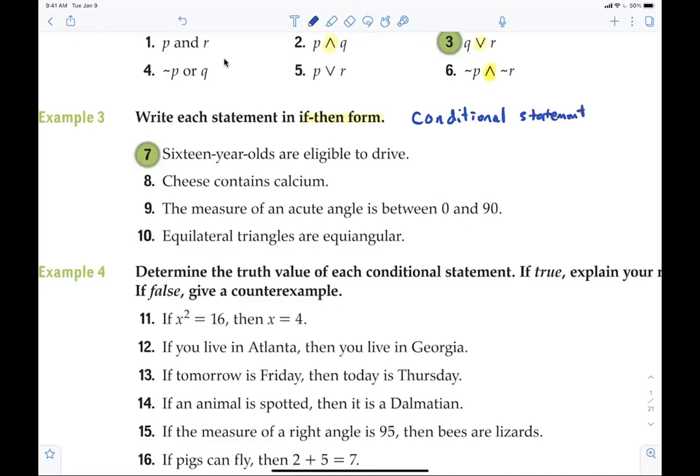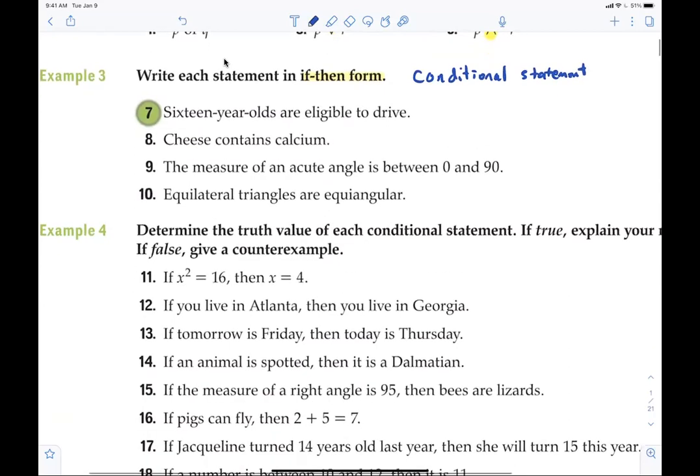All right, write each statement in an if-then form. If someone's 16 years old, they're eligible to drive. That's all there is to it. Say it again. If someone's 16 years old, they're eligible. Now, again, I don't care if you say if a person is 16 years old. I'm not the English person, but I like for it to sound like it's correct. So now we're just writing these as conditional statements.